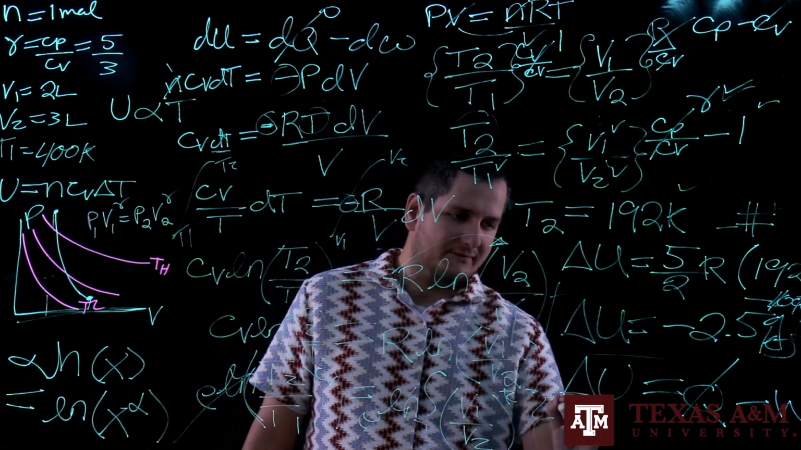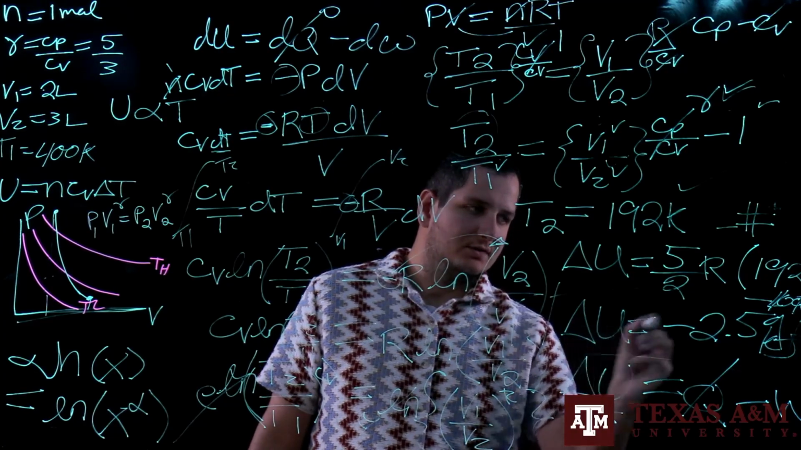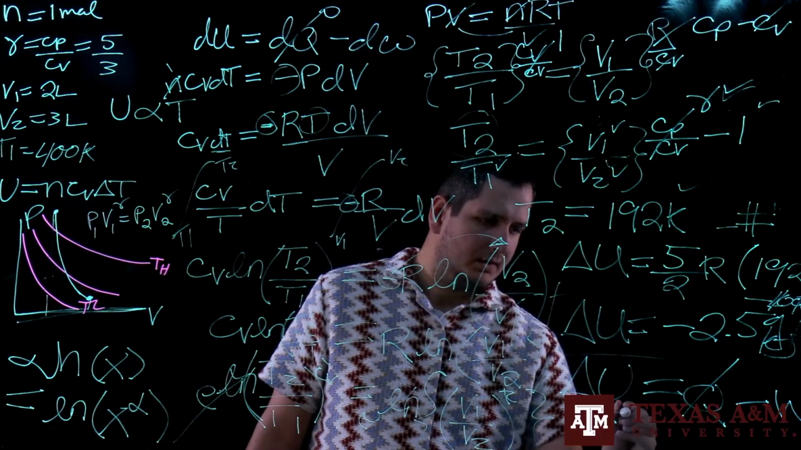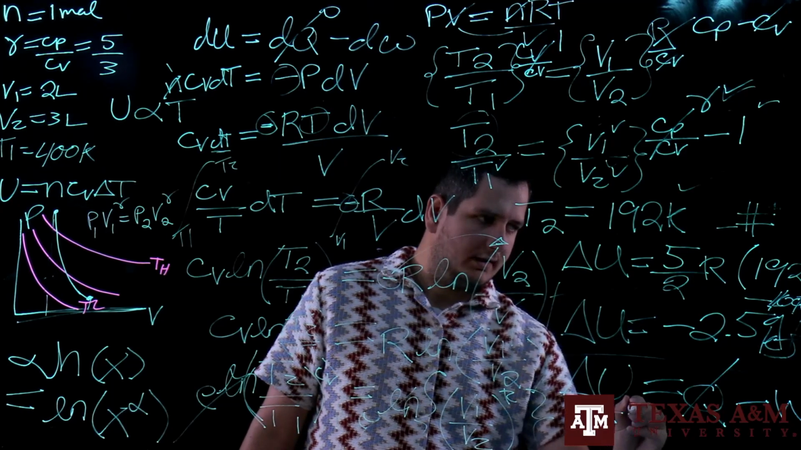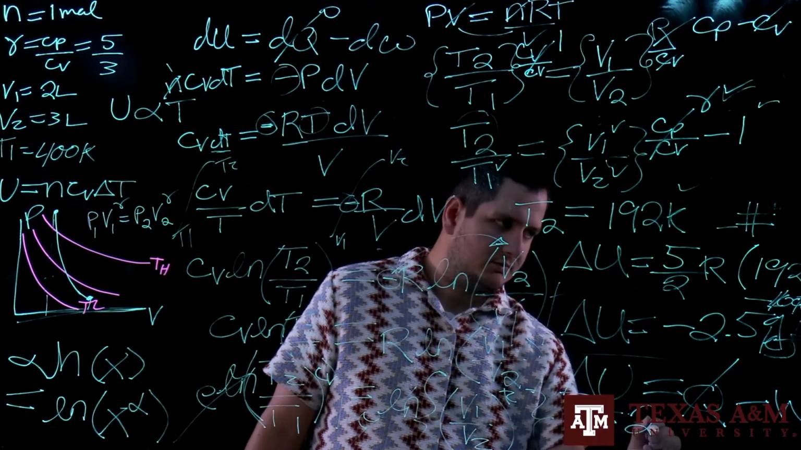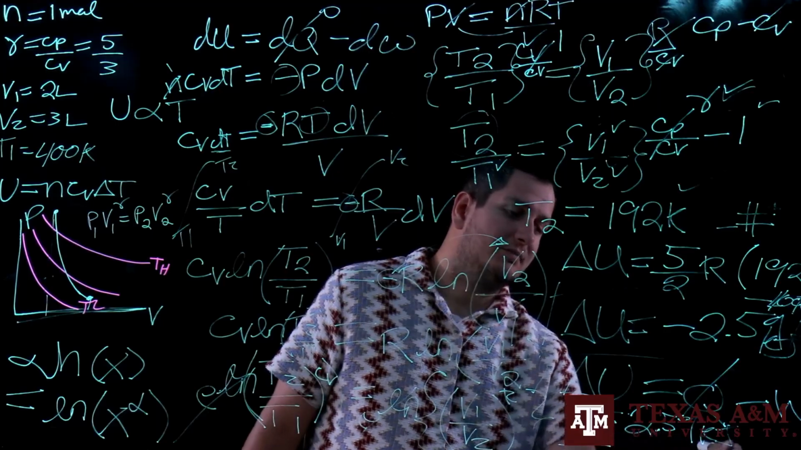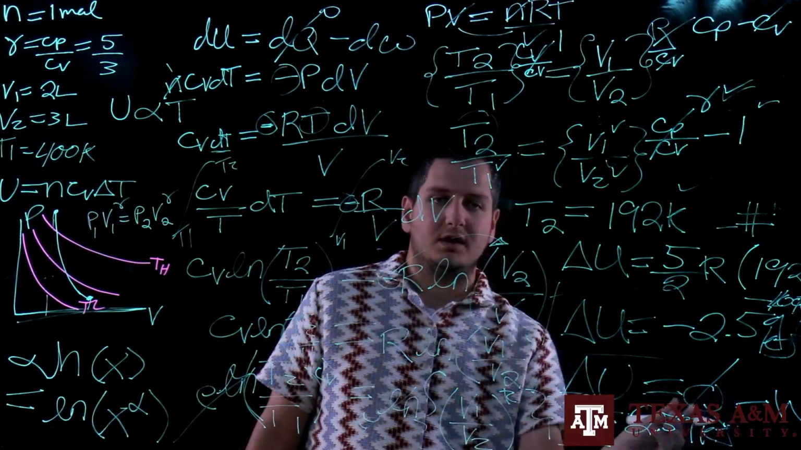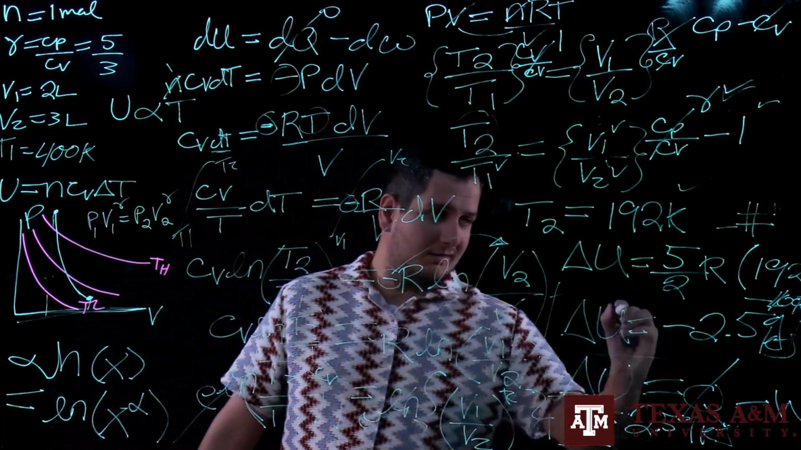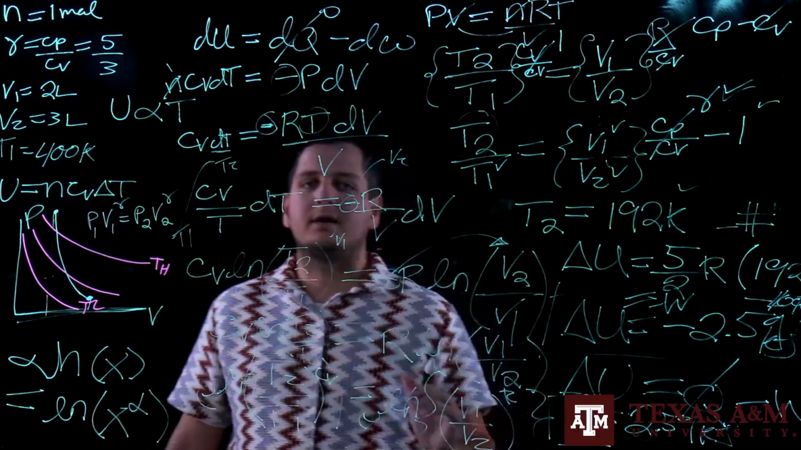So if delta U is negative 2.59 kilojoules, work will be the opposite of that. It'll be 2.59 kilojoules, work done by the system. This is work done by the system. That's easy to know because I think the A&M logo might be blocking that, but work is going to be equal to negative delta U, okay?